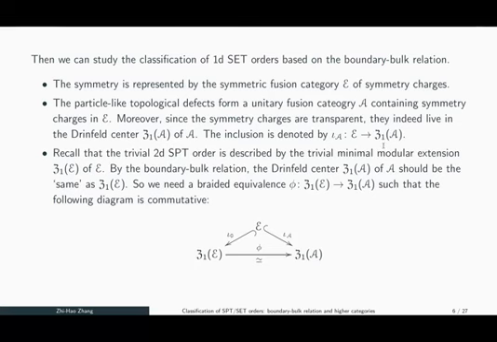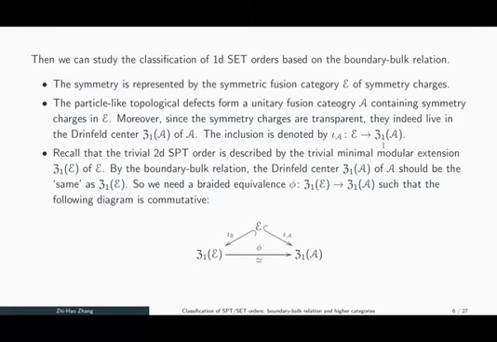Okay. So you use the results of classification of 2D SPT order, right? Yes. And this result is obtained from gauging. Yes. Yeah, the 2D SPT order is described by the minimal modular extension, the trivial one, the trivial center.